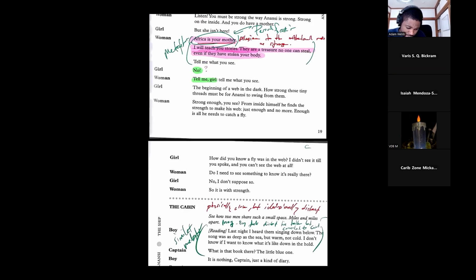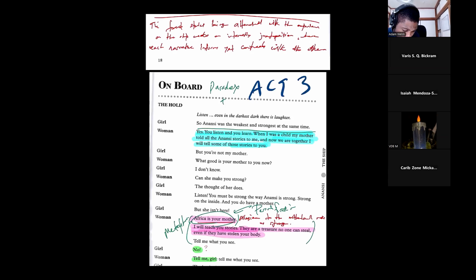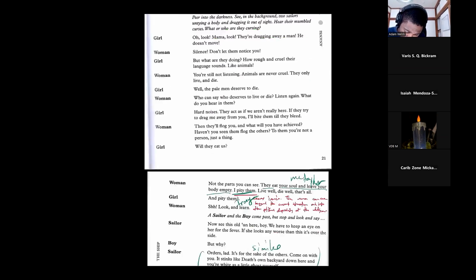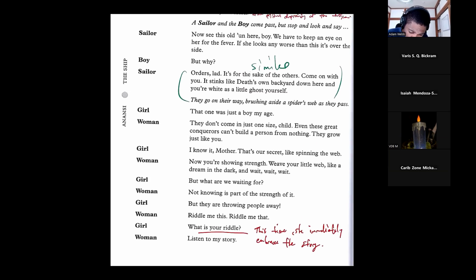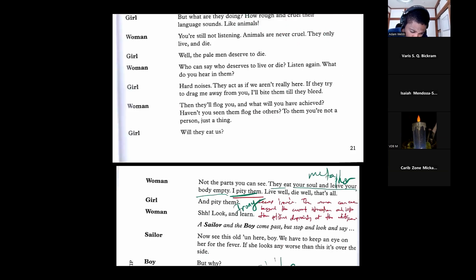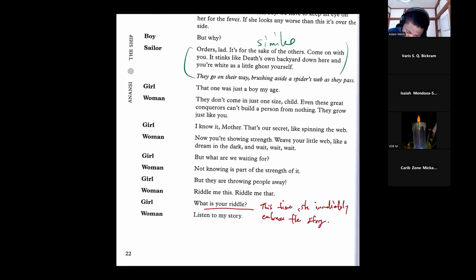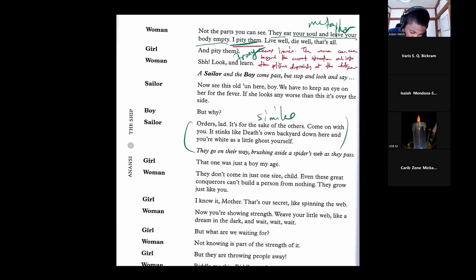Can you tell me where that is, Vashti? It's on page 22, sir. Okay, you have the page number. All right, let's see. Yeah, so that is Act 3 on board. So it's around here. Right, it's right there. She says, "I know, mother, that's our secret, like spinning the web." All right.